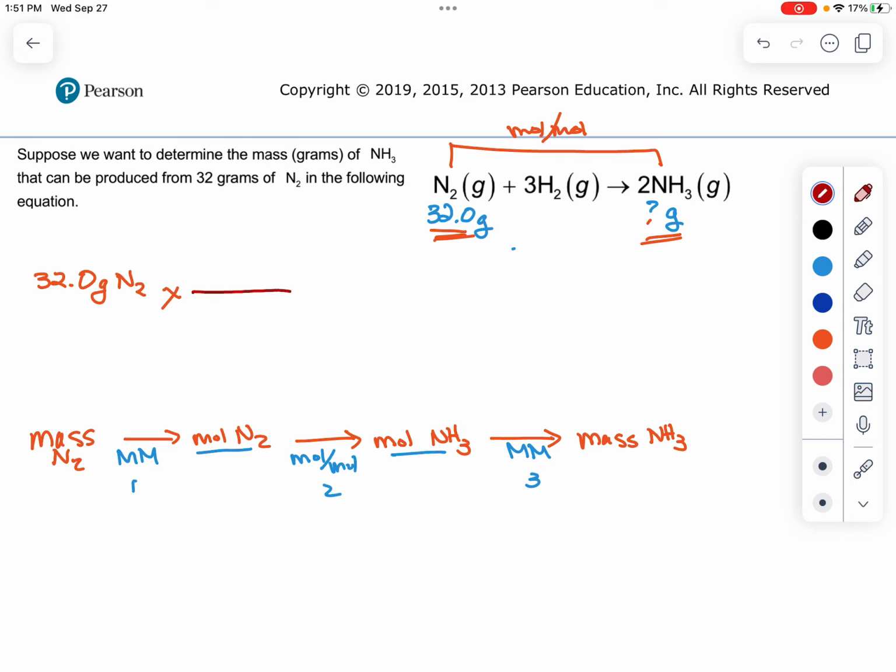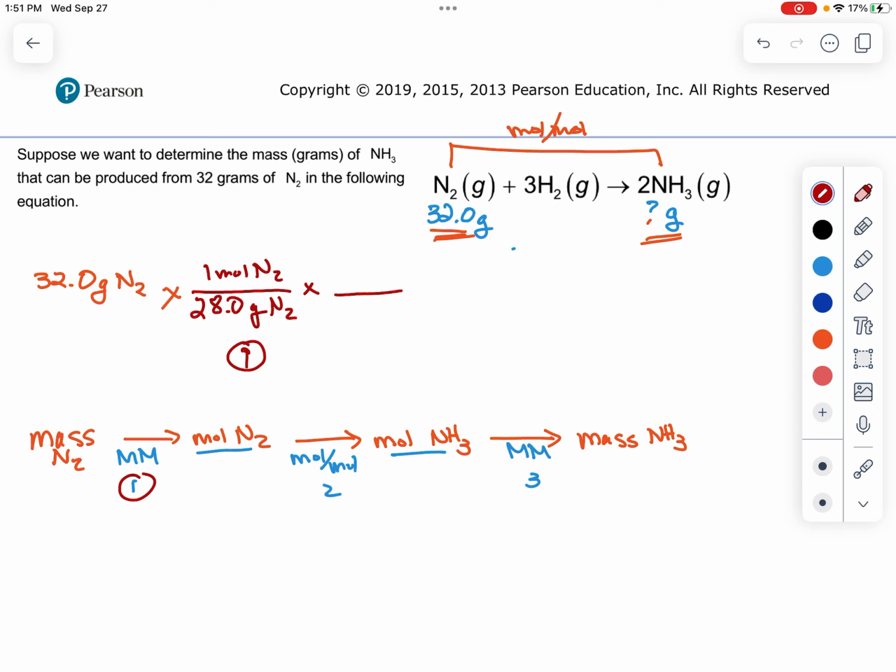So step 1, I'm going to convert to moles of nitrogen, and I need the molar mass, and I'm going to divide by it, so it will be 28 grams. I get that because the individual mass of nitrogen is 14, and there's 2 of them in molecular nitrogen, so there's 28 grams of N2 per 1 mole of N2. That is step 1.